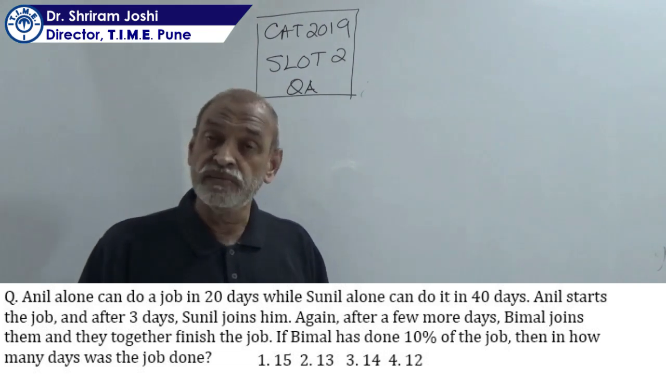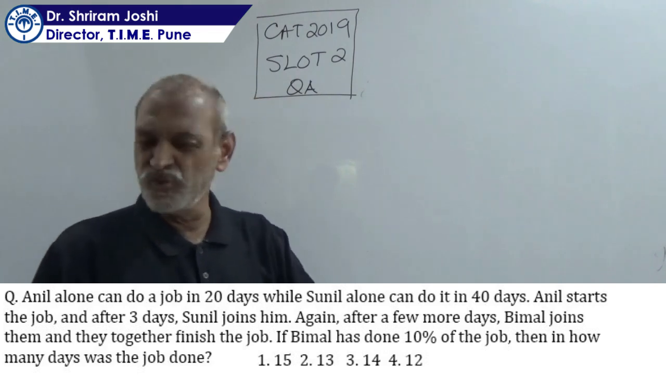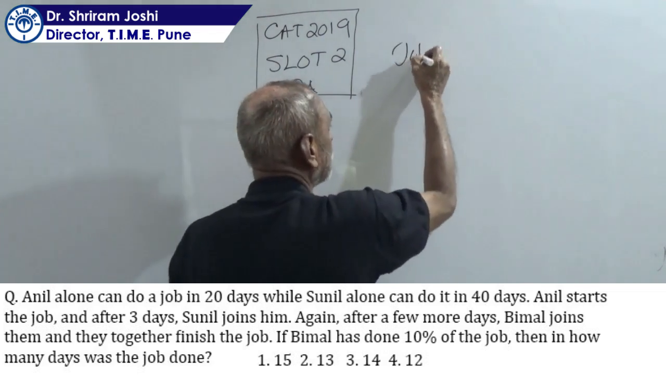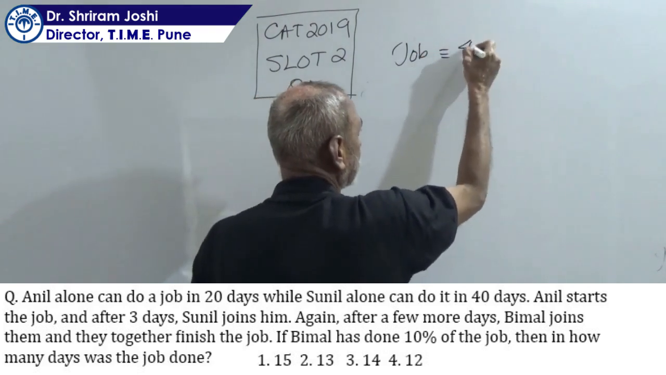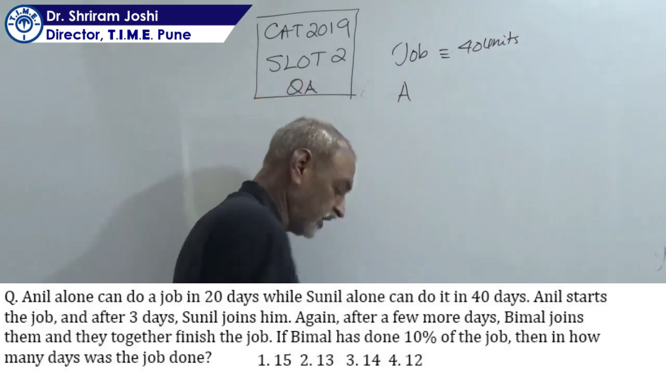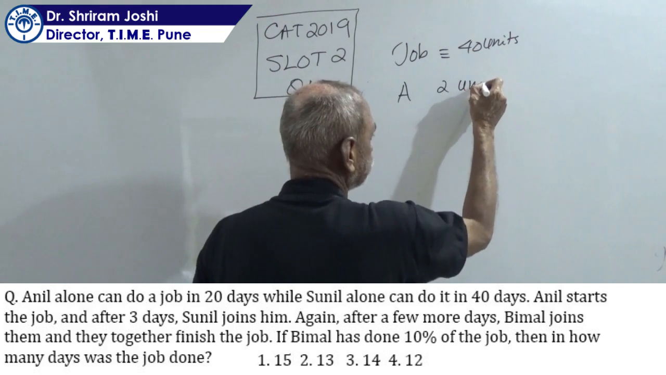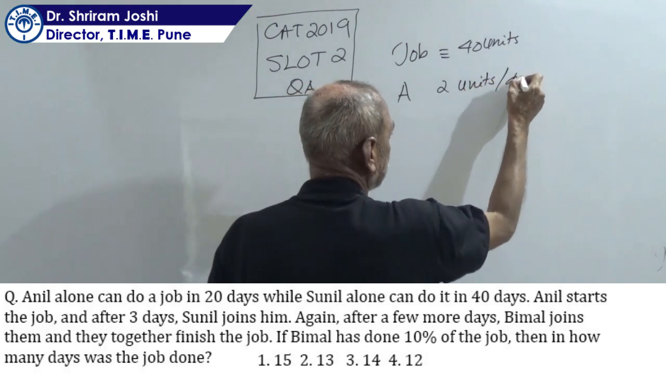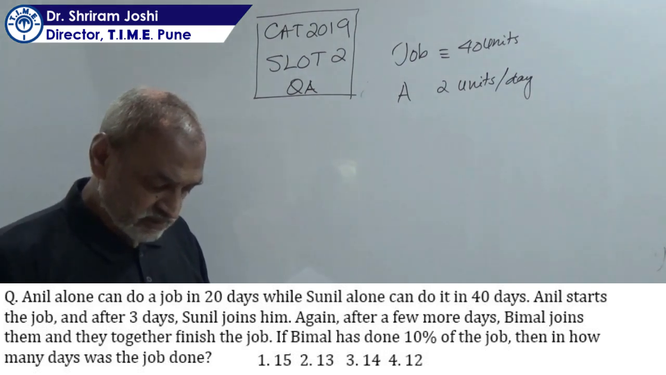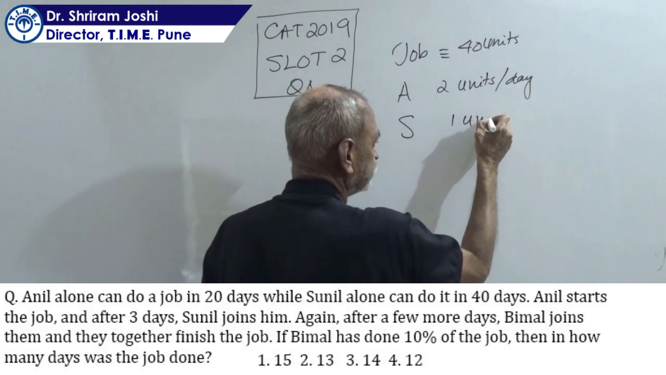Anil alone can do a job in 20 days and Sunil alone can do it in 40 days. So taking the usual LCM of 20 and 40, the job will consist of 40 units. That means Anil, who does the job in 20 days, does 2 units a day. And his partner, Sunil, does it in 40 days, so Sunil does 1 unit a day.